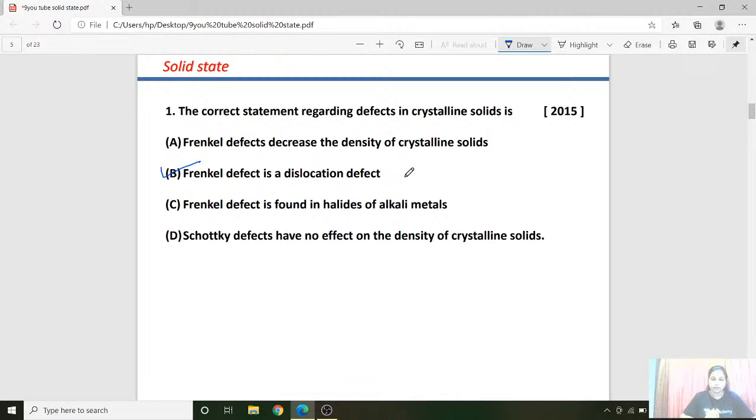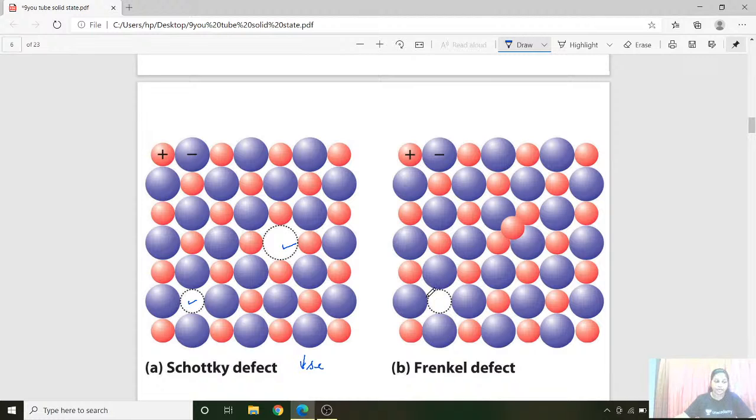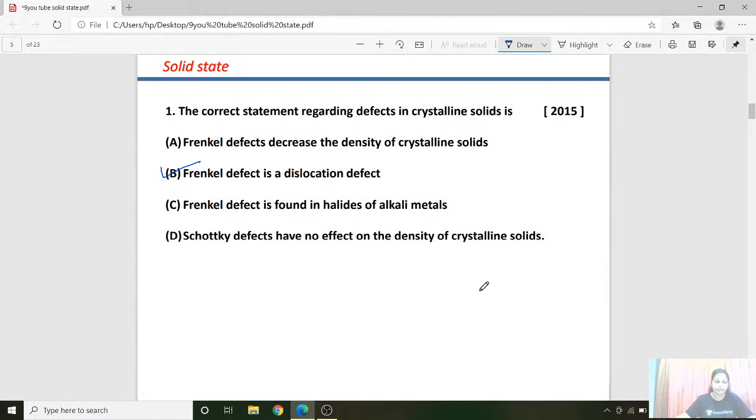Option C. Frenkel defect is found in halides of alkali metal. Now Frenkel defect is seen when the size of the cation is very much smaller compared to the size of the anion. Or in other words, there should be a greater size difference between the cation and the anion. And it is seen in zinc sulfide, silver chloride, not in alkali metal halides like sodium chloride. You don't see it in sodium chloride, you see it in zinc sulfide, silver chloride. So this is also a wrong statement.